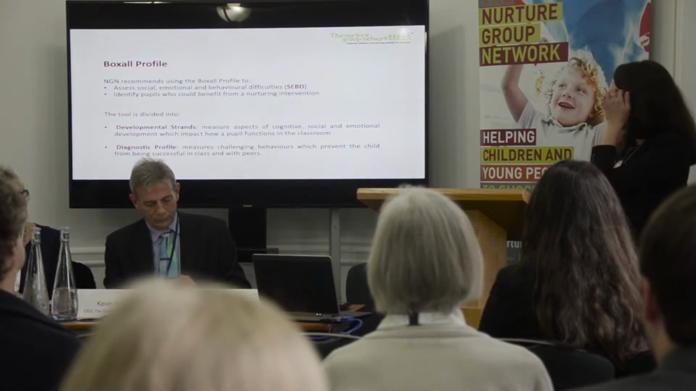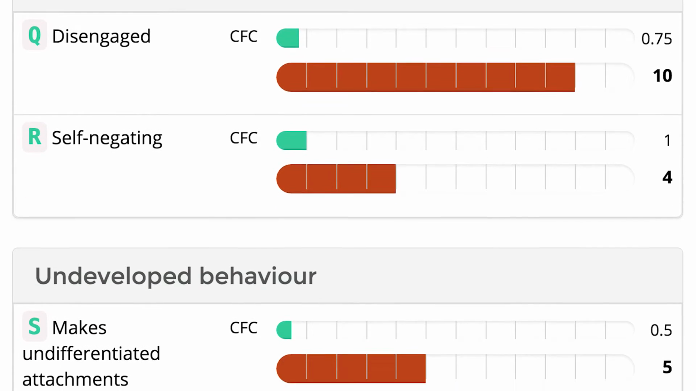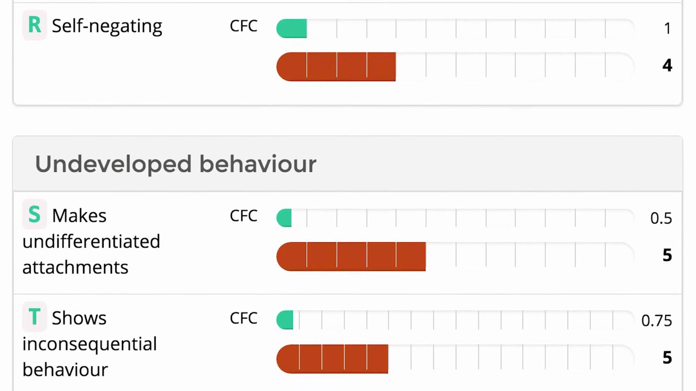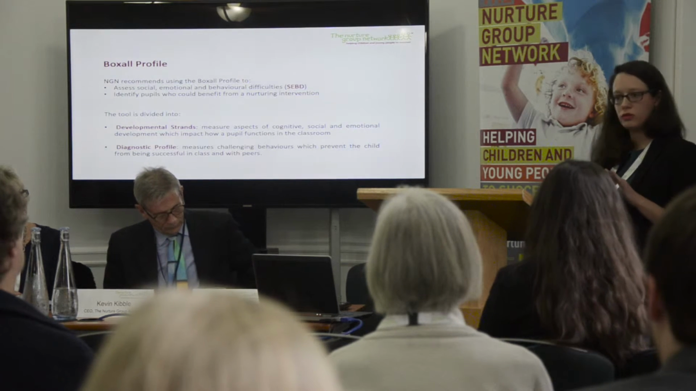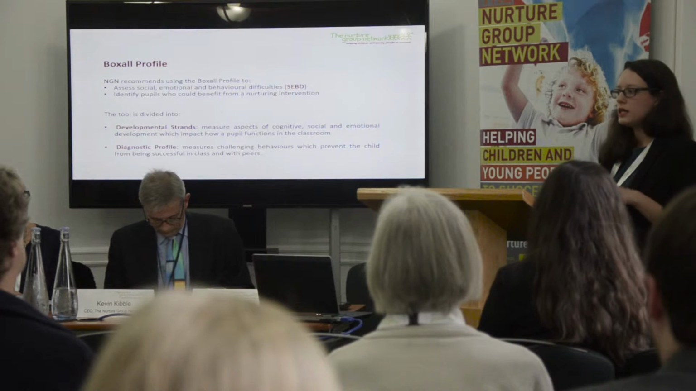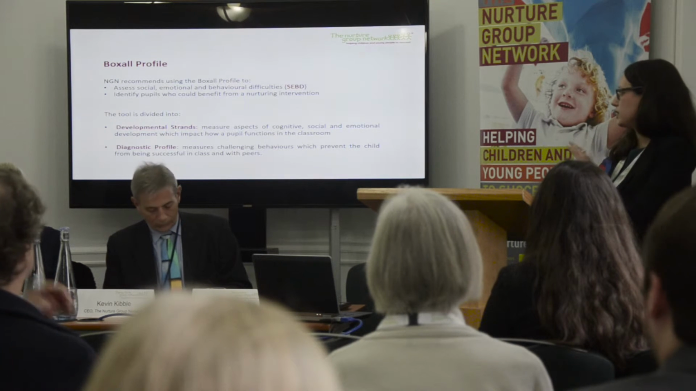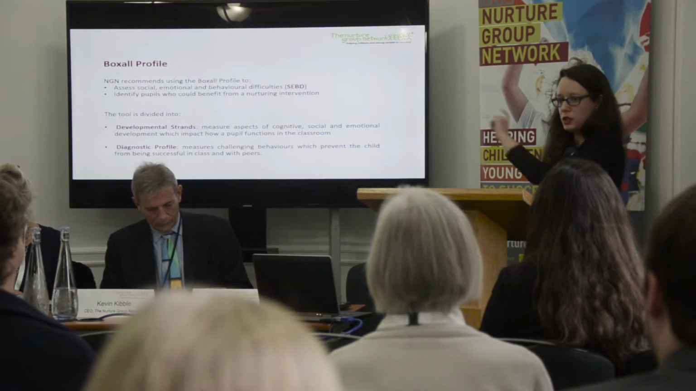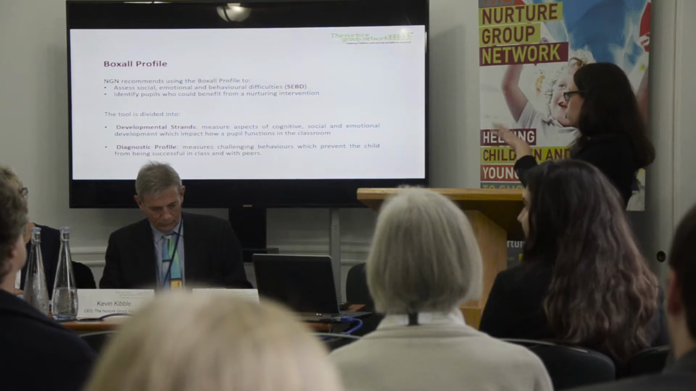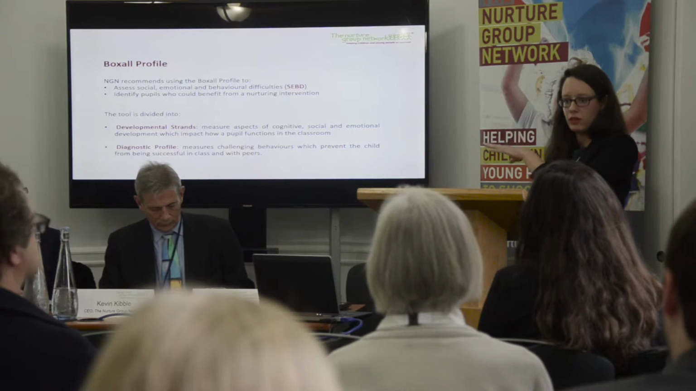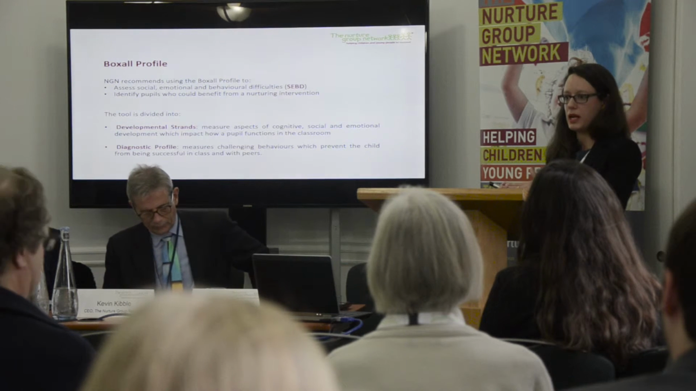And the second part of the Boxall Profile is about measuring challenging behaviors, which prevent the child from being successful in class and with peers. So you can imagine aggressive children, children who are uncooperative, children who are withdrawn from the classroom, who don't interact with anyone. So the second part, the diagnostic profile, is measuring these challenging behaviors. And what you need to know is that these two parts are very interrelated. Once you start working on the social and emotional skills of the child, trying to develop them, you start seeing progress in terms of challenging behaviors. You see reductions in challenging behaviors.